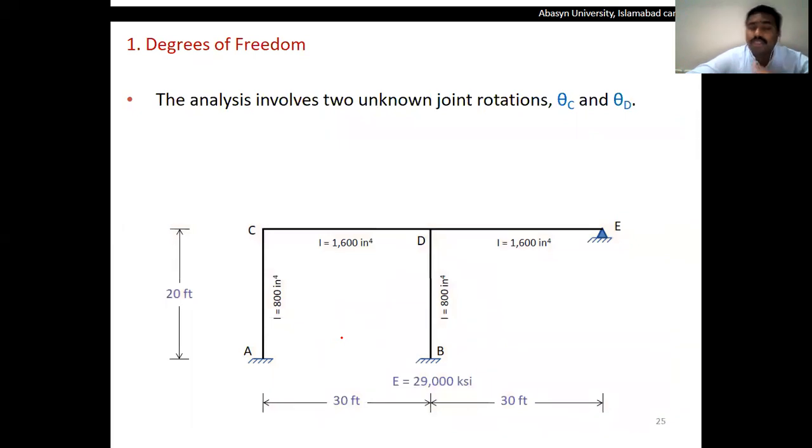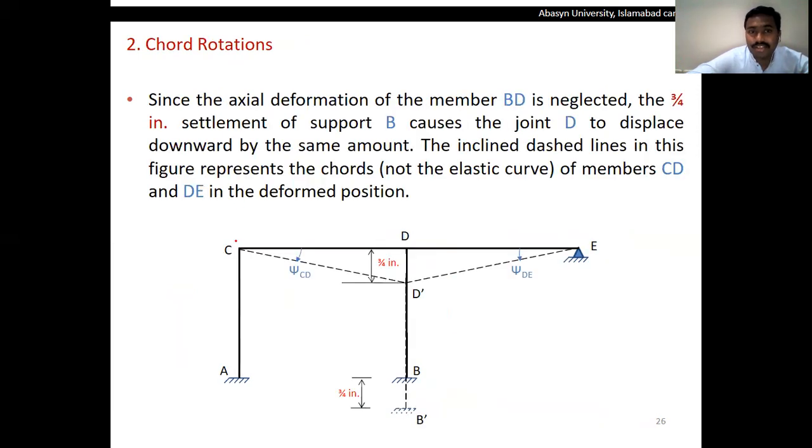Now, again, first of all, the degrees of freedom. Taking advantage of this hinge support or the continuous support, we are going to have only two rotations, that is theta C and theta D. The support settlement at point D will cause the deflection in the member B to D. If there is a support settlement of 3/4 inch in the downward direction, the joint D will also settle with the same value of 3/4 inch in the downward direction. And ultimately, it will cause the rotation in the members CD and DE. And we will term these values as psi CD and psi DE.